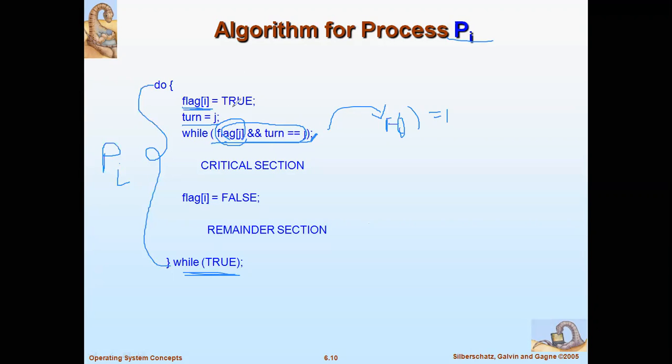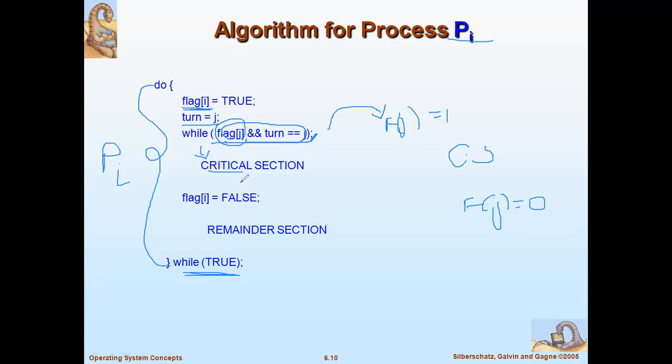Consider the same code with respect to J. After J enters its critical section and comes out, it will set its flag to 0, indicating that it is no more interested because it is done with its job. When we check here, flag J is equal to 0, which means J is not interested anymore. That is when Pi can come into its critical section. So only when this condition is false can Pi enter its critical section.